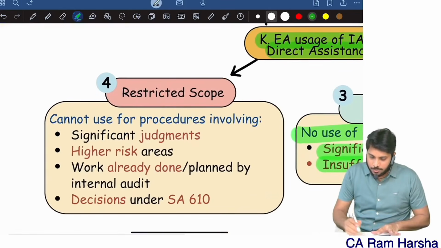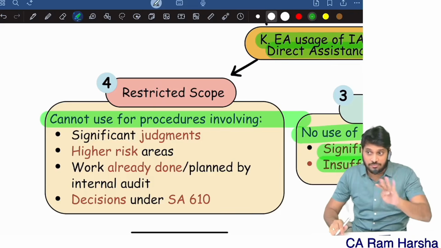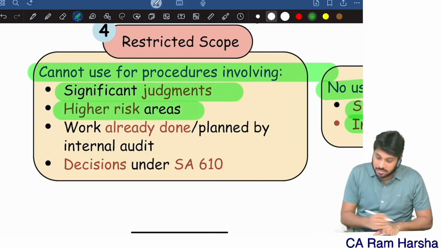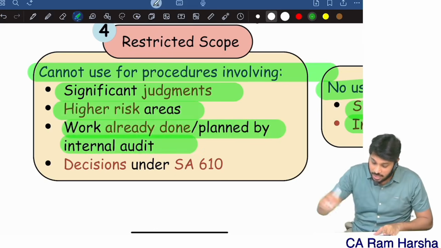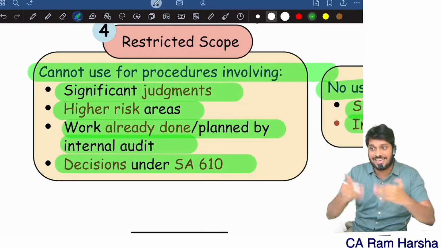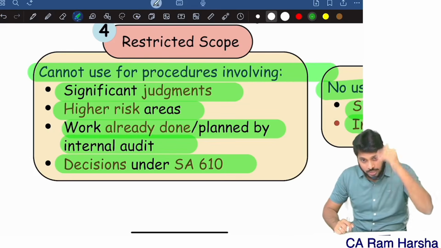Fourth one: suppose I decided to use direct assistance, but certain kinds of work, don't allocate them. What are they? Significant judgment work, high-risk areas, work which is already performed by them only, and any decisions under 610. Under this standard, you need to do certain work yourself. Don't delegate it to them. The 610 standard says some work only you have to do.